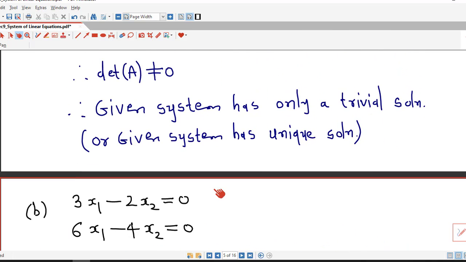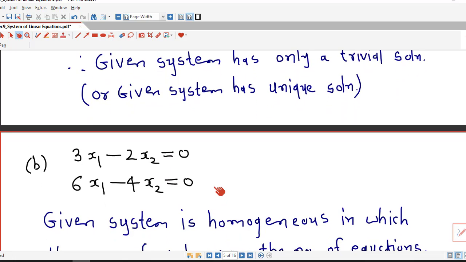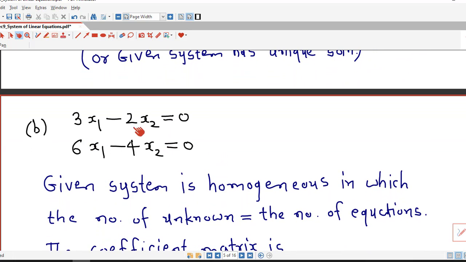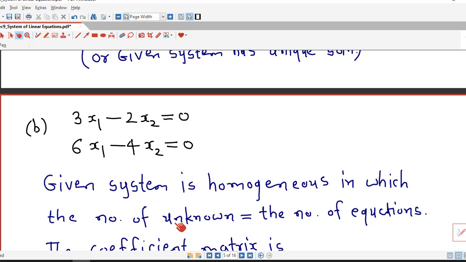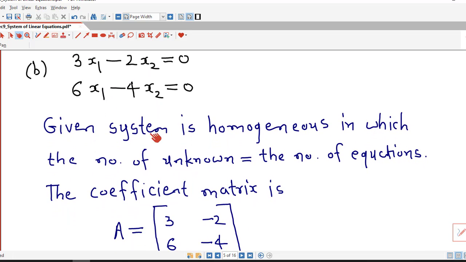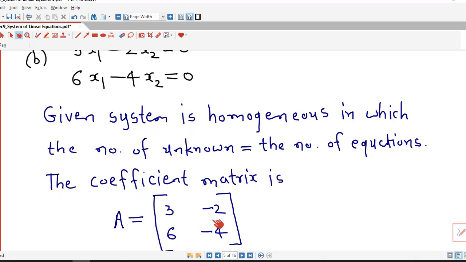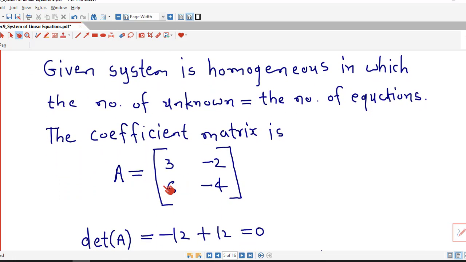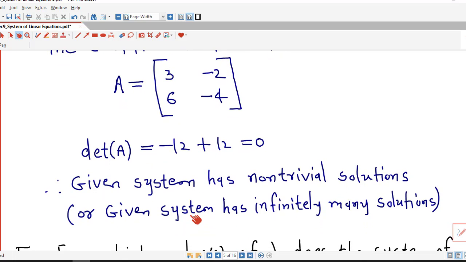We consider one more example. This is a system of two linear equations in two variables. It is homogeneous, the number of variables is 2 and the number of equations is 2, so we can apply that remark or result. We write down the coefficient matrix, which is 3, minus 2, 6, minus 4, and we check the determinant of A, which is minus 12 plus 12, that is 0. So the determinant of the coefficient matrix is 0. This shows that the given system has non-trivial solutions, or infinitely many solutions.